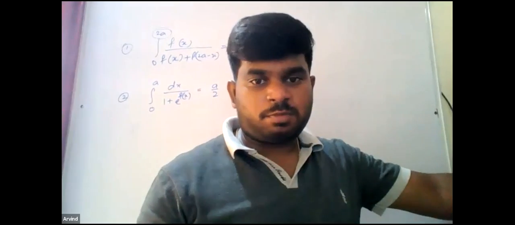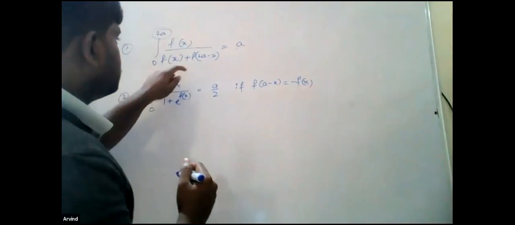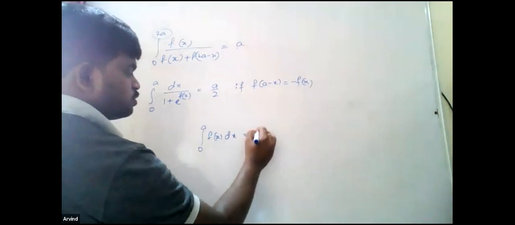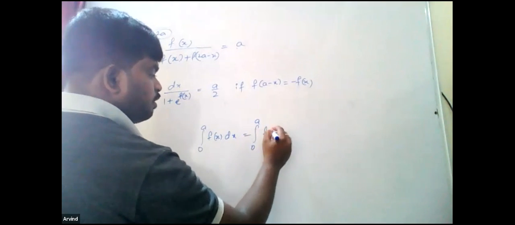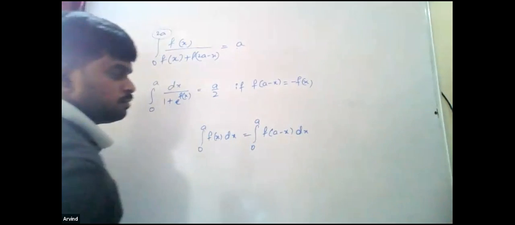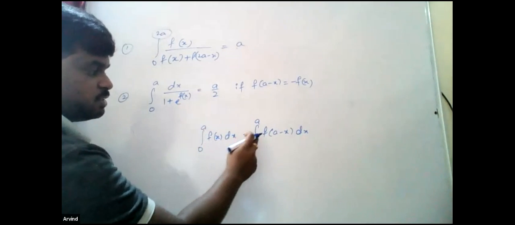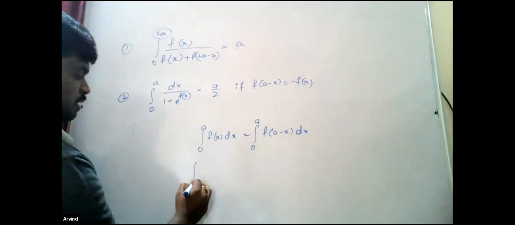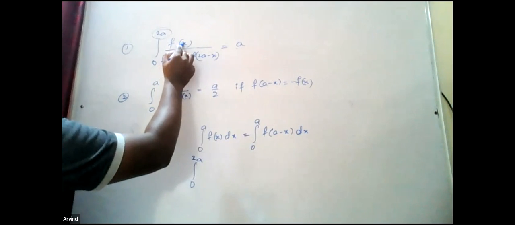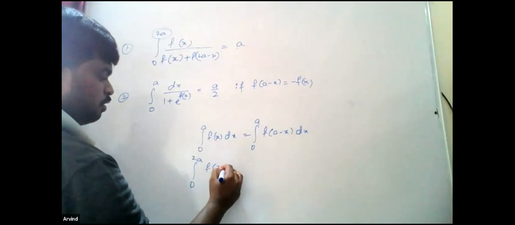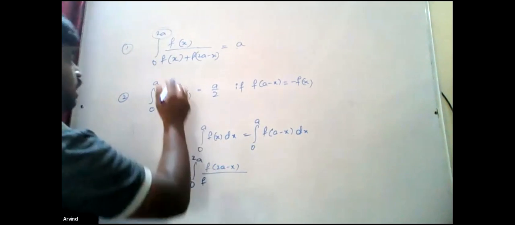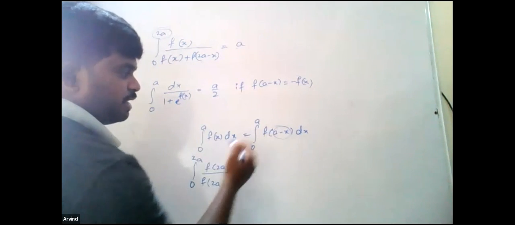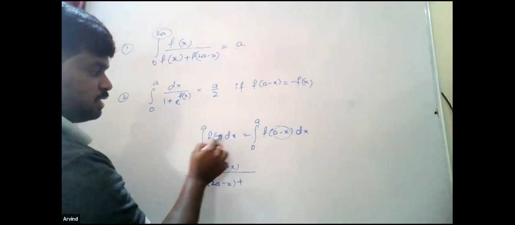Suppose you are not able to remember the formula, I'll derive it and show you how you got this as a. It's very simple. This formula: the integral from 0 to a of f of x dx is also equal to the integral from 0 to a of f of a minus x dx. So we use this formula for 0 to 2a. Here I'll replace x by a minus x. That is the rule.